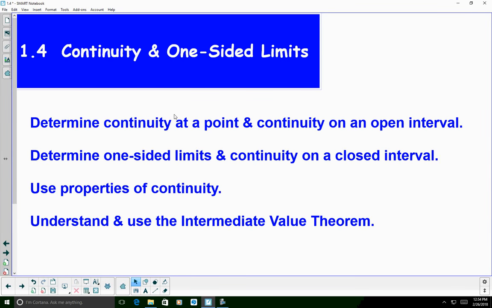Okay, what this video is going to cover is 1.4 continuity and one-sided limits. We are going to determine continuity at a point and continuity on an open interval. Then we're going to determine one-sided limits and continuity on a closed interval. Use properties of continuity and understand and use the intermediate value theorem.